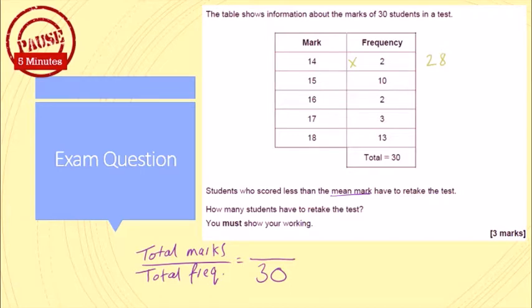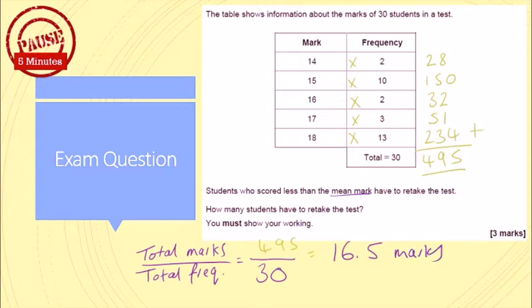10 pupils got 15 marks, so in total they had 150 marks. 2 pupils got 16 marks each, in total they have 32 marks. 3 pupils got 17 marks each, a total of 51. Okay, and 13 pupils got 18 marks each, a total of 234. So let's go and add them up. Right, so that comes to a total of 495 marks in total. So 495 divided by 30 gives me 16.5 marks.